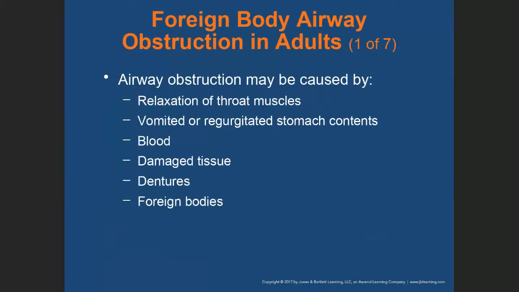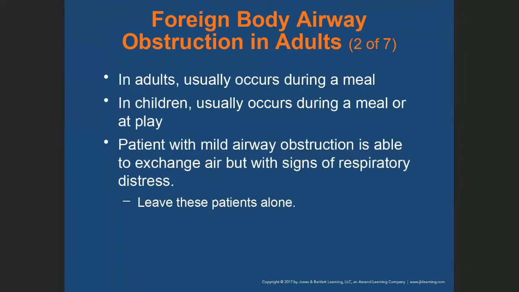Now, foreign body airway obstruction in adults. Airway obstruction may be caused by relaxation of throat muscles, vomited or regurgitated stomach contents, blood, damaged tissue, dentures, or foreign bodies. In adults, it usually occurs during a meal. In children, it's usually during a meal or at play.